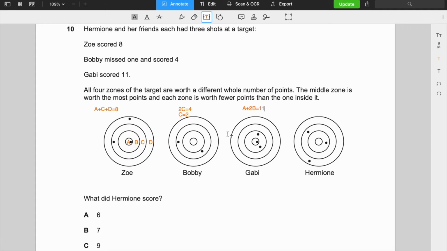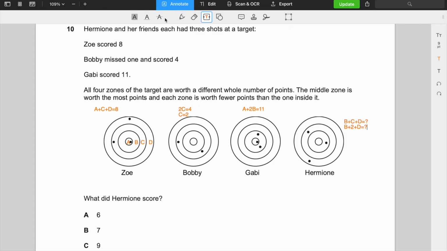Right? So what did Hermione score? So Hermione got B plus C plus D. So we have to work out the values of each respective zone. We already know that C equals 2, so we can replace C with 2, but we have to work out B and D. So let's work out B and D so we can work out what Hermione's total is.